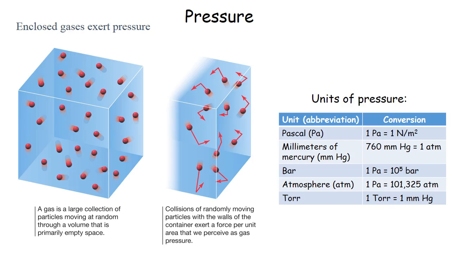And we're going to talk about where the atmosphere unit itself comes from. And then finally, a torr is actually the same thing as a millimeter of mercury. It just has a different name. And we'll talk about that one too in a few minutes. But just so you know, there are a lot of different units of pressure, and they're all very commonly used.